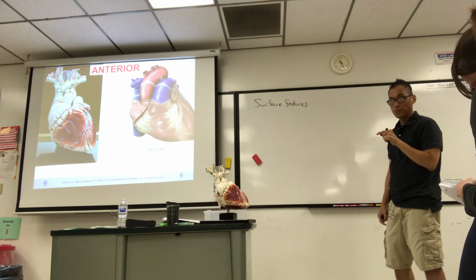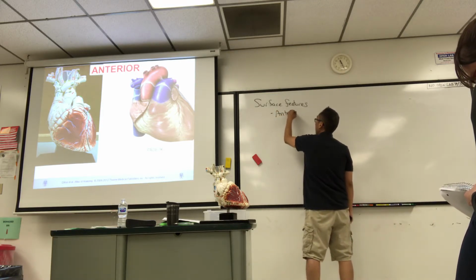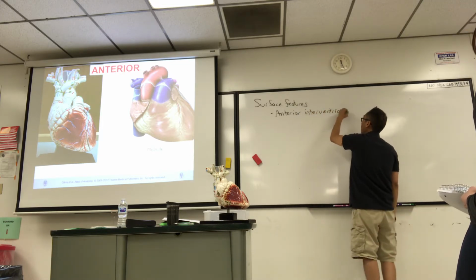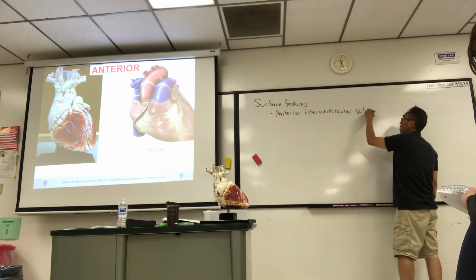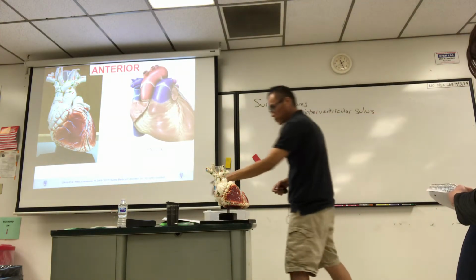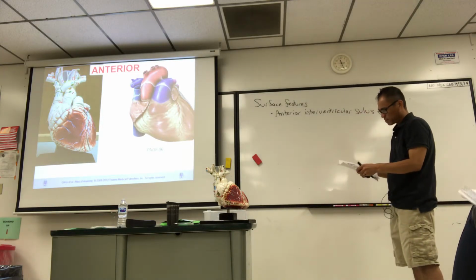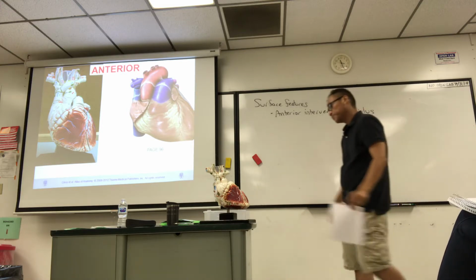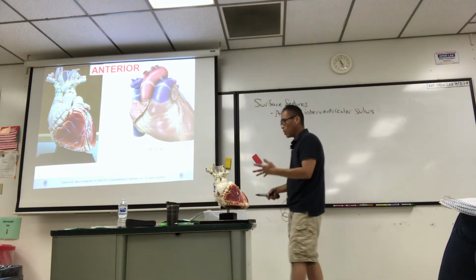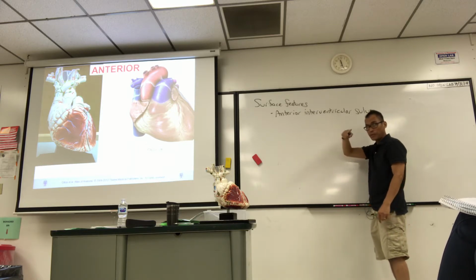Anterior interventricular groove, or sulcus. Sulcus is a depression. Anterior interventricular sulcus. They contain fat and coronary vessels. Okay, anyways, if I find that, I know that I'm anterior, and I know that I'm right between the two ventricles. So let me point to it.